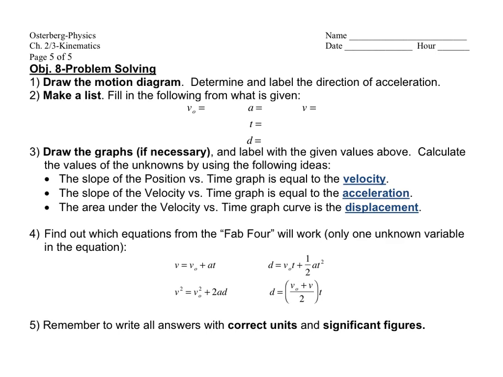Not all of them will have a graph for you. Some of them will, but not all of them. And you want to calculate the values of the unknowns by using the following ideas. So you've got to use the idea that the slope of the position versus time graph is velocity. The slope of the velocity versus time graph is acceleration. And remember the area underneath the curve of a velocity versus time graph is the displacement, how far it traveled from the origin.